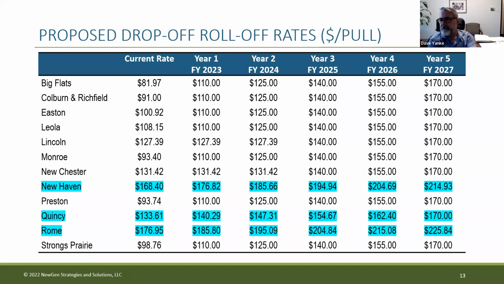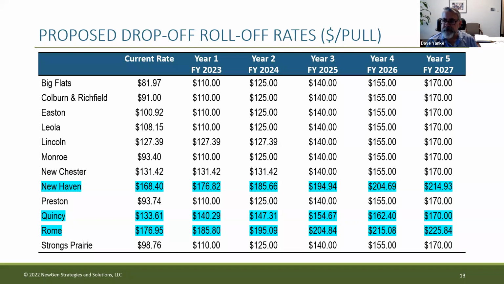With regard to pulls, the practice is very common that there is a standard rate that is charged. For instance, if I'm working with a city, whether it's the city of Tucson or Mesquite, Texas, or wherever you are, they'll have standard pull rates, whether you're 3 miles from the landfill or 10 miles from the landfill. Quite frankly, over time, you have all these different rates that have been set up. Big Flats, 81.97, Colburn, Richfield, 91, Easton, $100.92. The rates are all over the board.